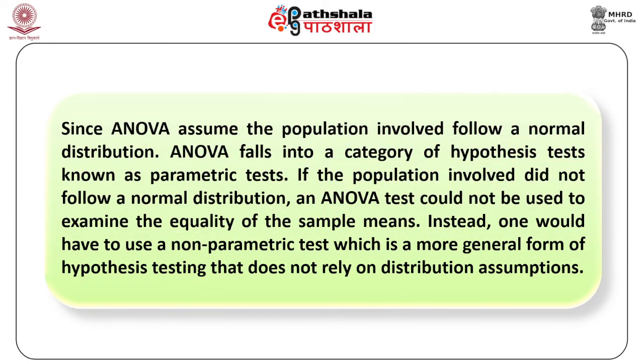Since ANOVA assumes the populations involved follow a normal distribution, ANOVA falls into a category of hypothesis tests known as parametric tests. If the populations involved did not follow a normal distribution, an ANOVA test could not be used to examine the equality of the sample means. Instead, one would have to use a non-parametric test, which is a more general form of hypothesis testing that does not rely on distribution assumptions.